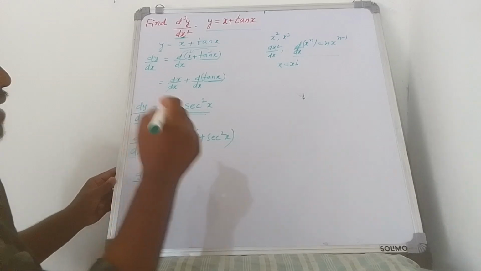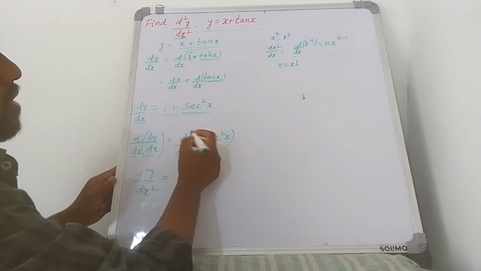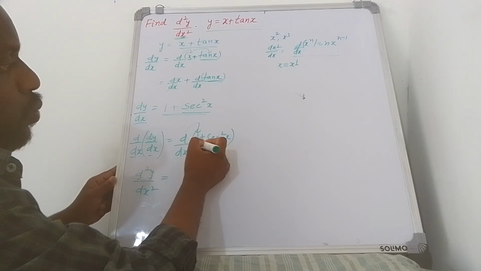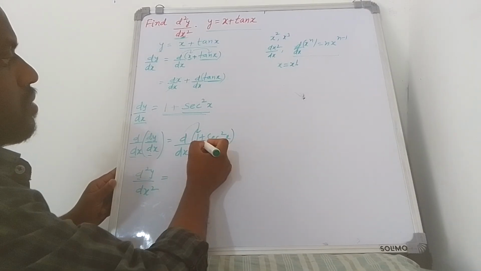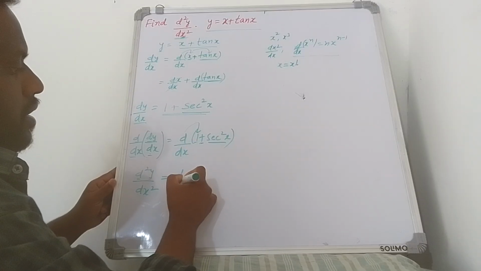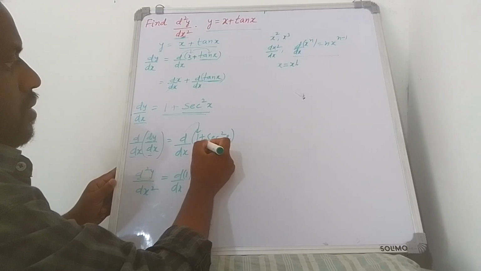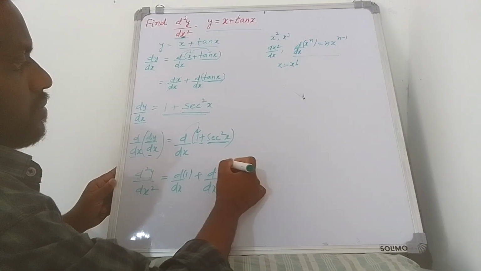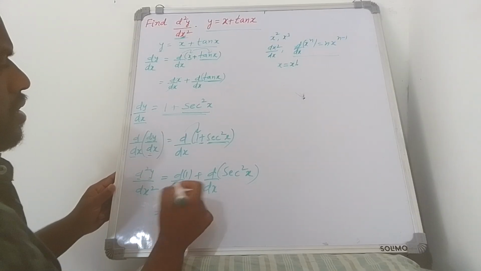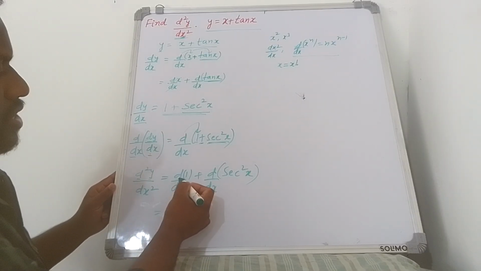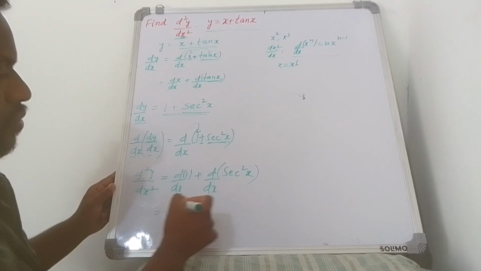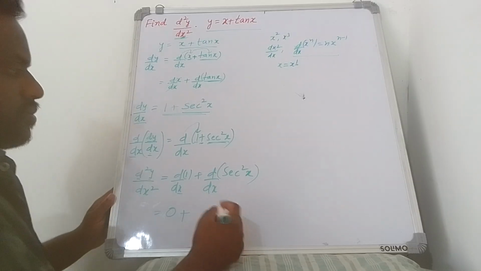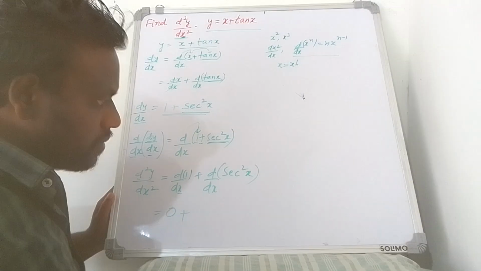Next, here 1 plus is there, we can distribute d by dx to 1 and secant square x separately because of this plus sign. So d by dx of this 1, plus again d by dx of this secant square x. Okay, 1 is a constant. Differentiation of this 1 with respect to x will be 0. If you differentiate a constant it will be 0. Next plus we have to differentiate this.